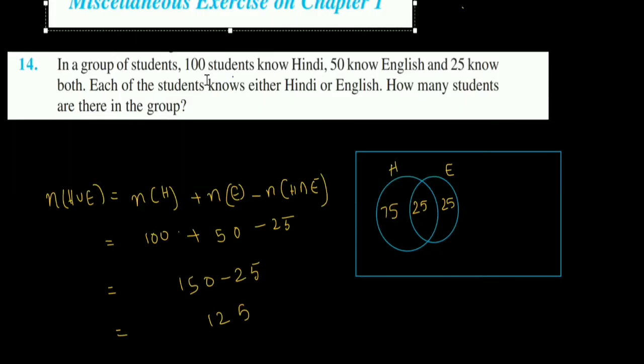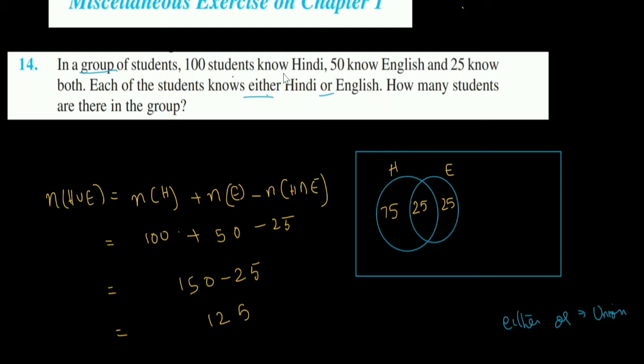Question number 14. In a group of students, 100 students know Hindi, 50 know English, 25 know both. Each of the students knows either Hindi or English. How many are there in the group? Either or means union. That group of students will be A union B. They know either Hindi or English, so A union B is that.